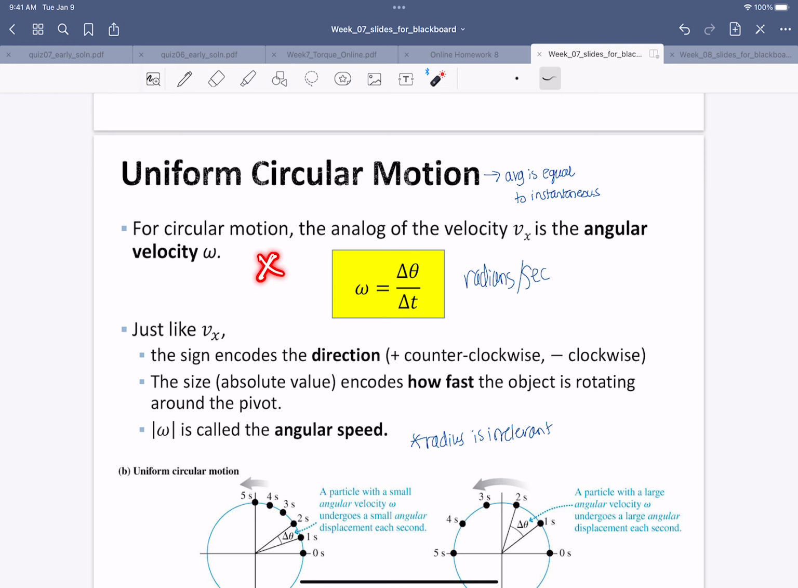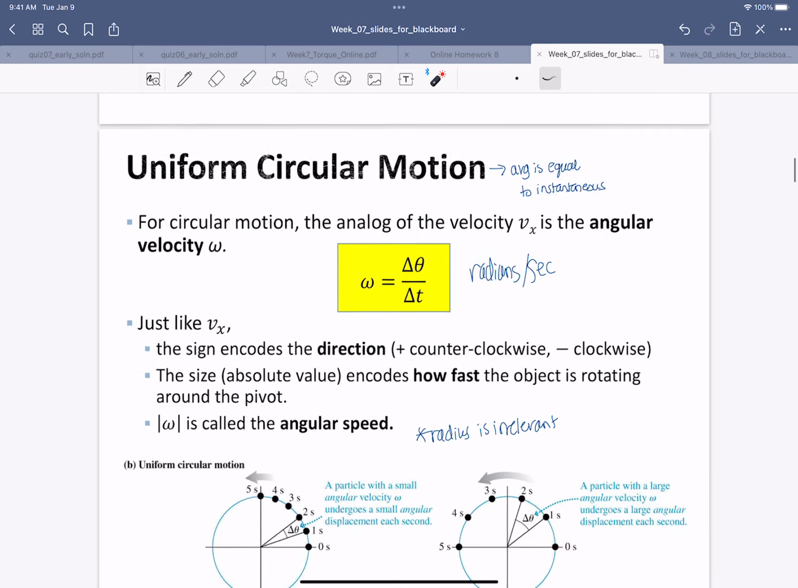Now, all that's changing is the numerator here. Instead of the distance that you travel, your displacement, your meters, kilometers, or centimeters, you're going by radians. So your units here would be radians per second. And a reminder for uniform circular motion: your average velocity is equal to your instantaneous velocity, and your average acceleration is equal to instantaneous acceleration. You're traveling the same distance over time, and accelerating at a constant rate.